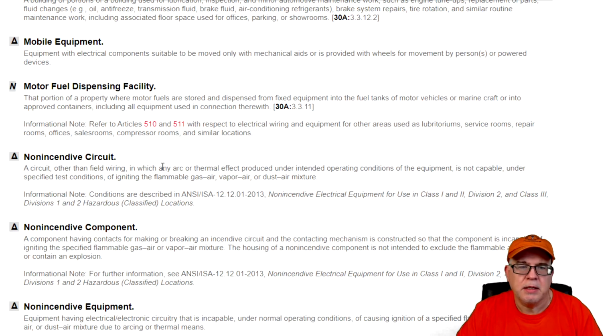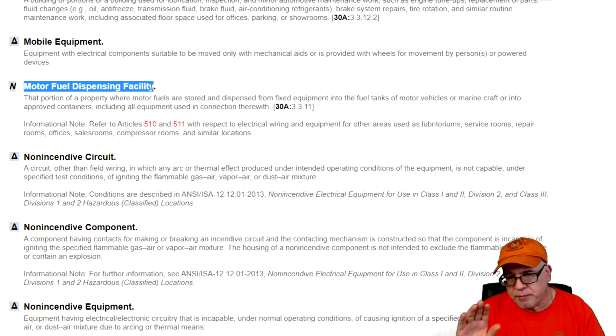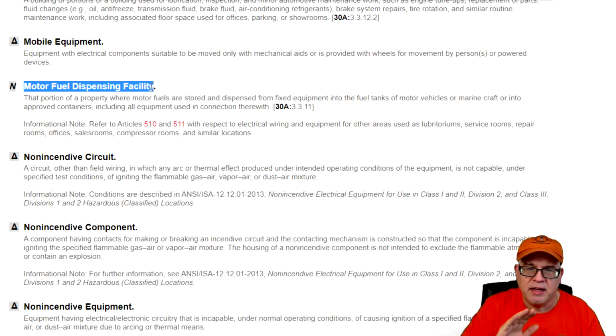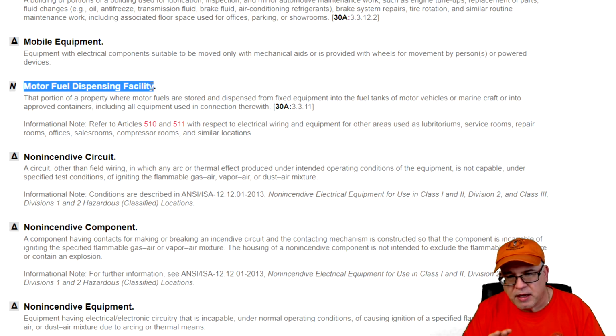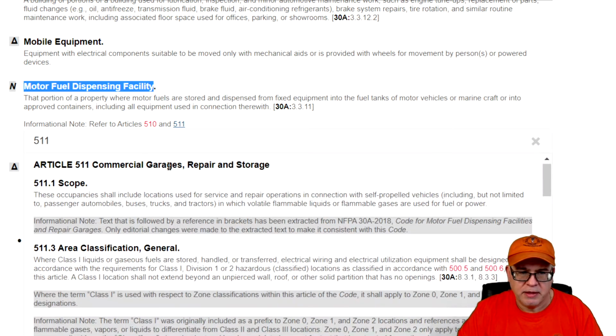All right. Fuel dispensing facility, where they're going to have the fuel pumps, fuel stations, again covered in a lot of things like 510 and 511. We'll deal with a lot of that type of stuff, and you'll see that's down in the informational note. We could click on 511 just to show you, and it'll bring up, again, commercial garages, repair.